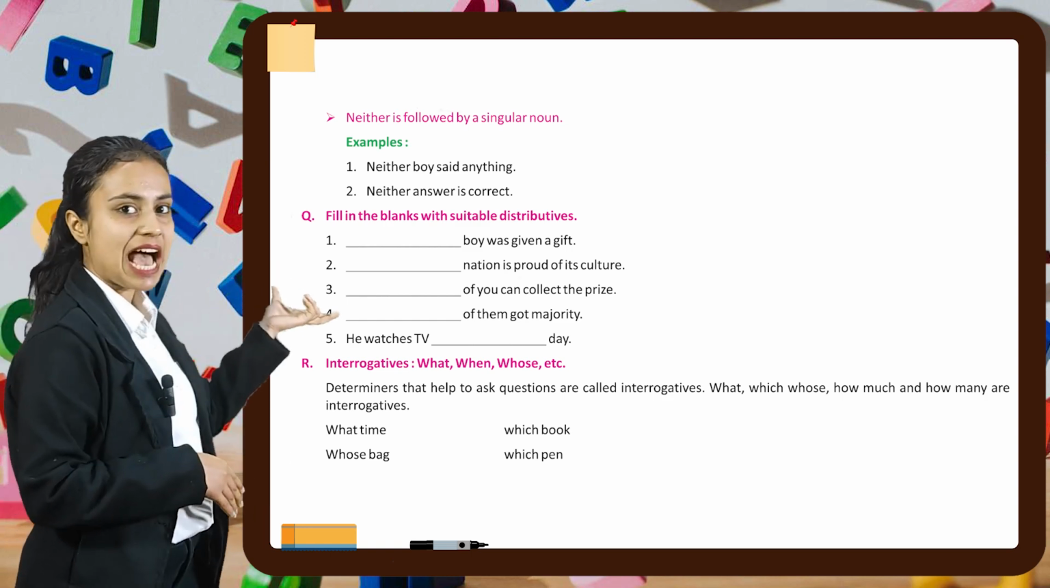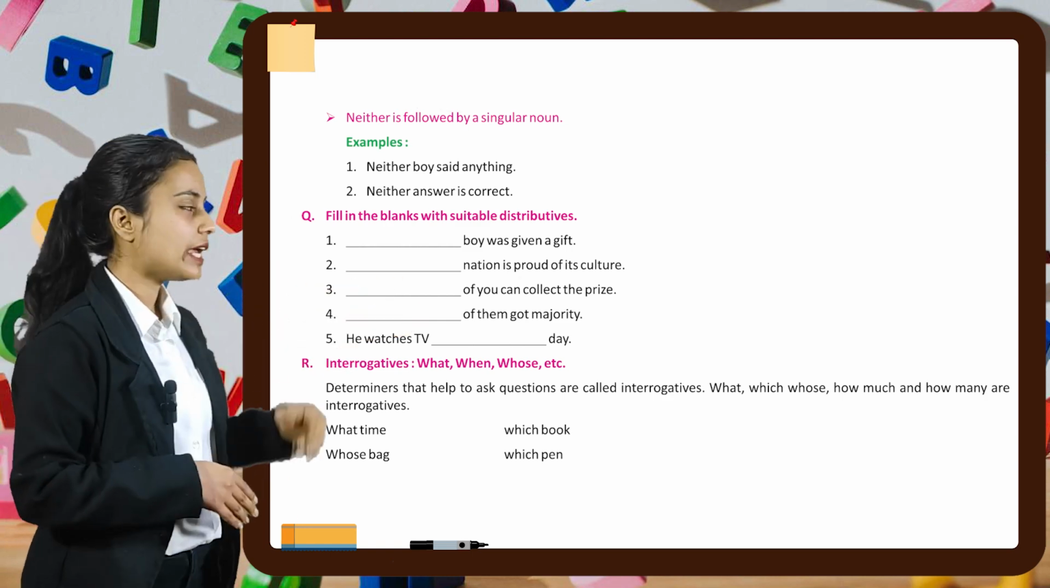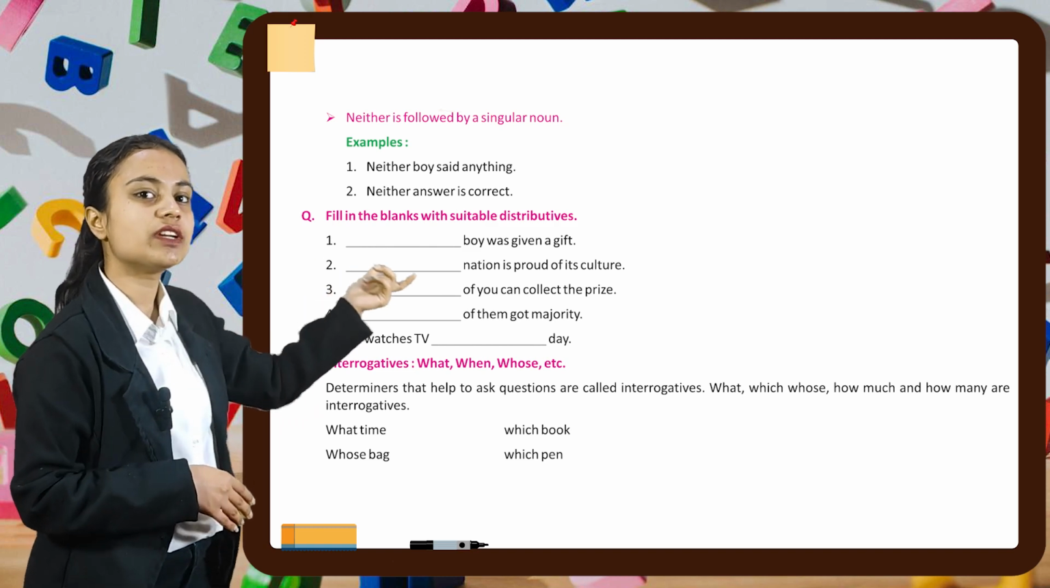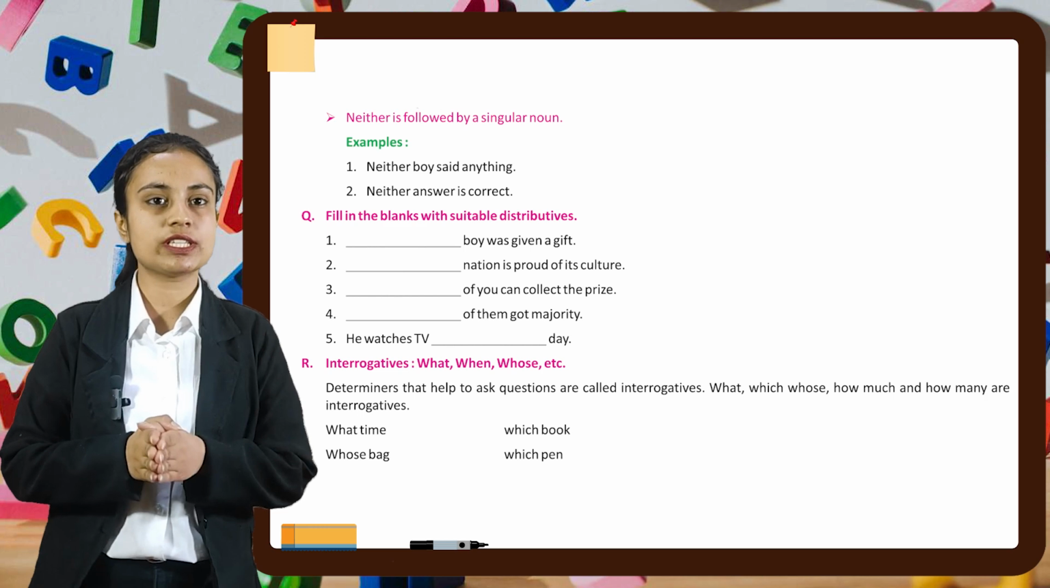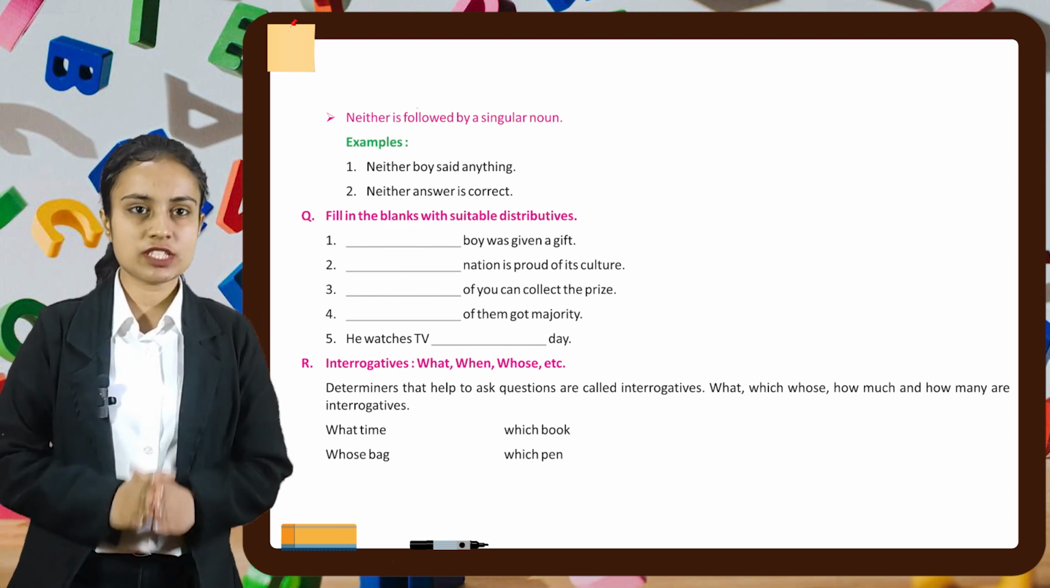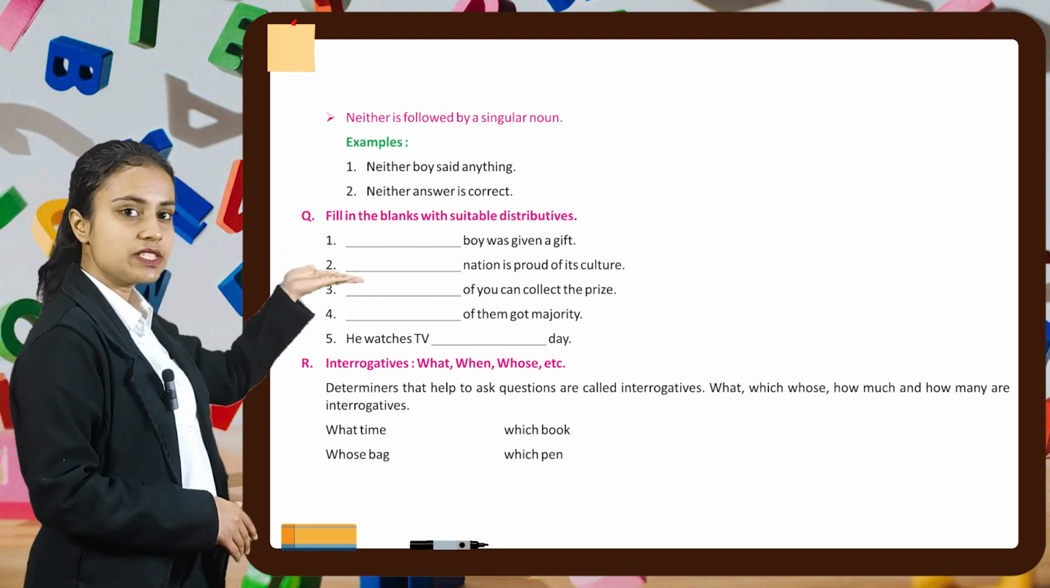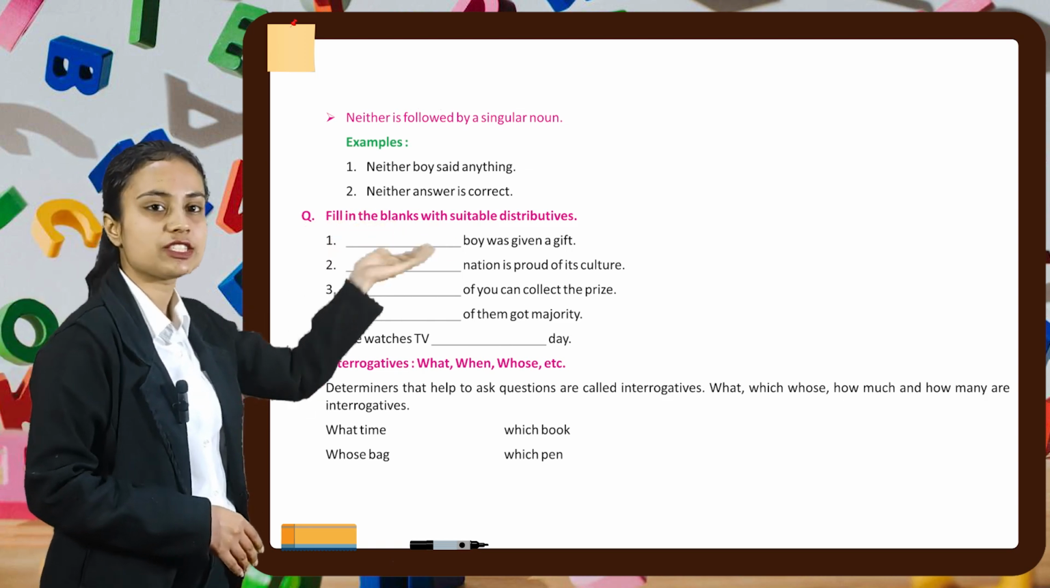Now, we have to fill in the following blanks using suitable distributives. The first one is: dash boy was given a gift. So here we can write: each boy was given a gift. In a similar way, you have to do the rest of the parts of this exercise by yourself. With this, we'll move to the next part of this chapter, which is about interrogatives: what, when, whose, etc.